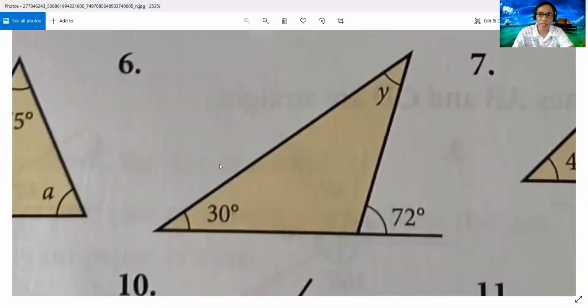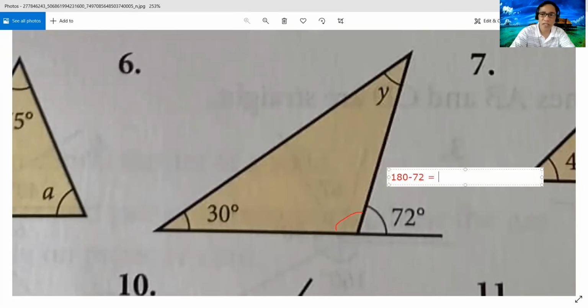In problem number 6, the same. So you can subtract this one to get this. To get this angle, you can do 180 minus 72, and that is equal to 108. So this angle is 108 degrees.